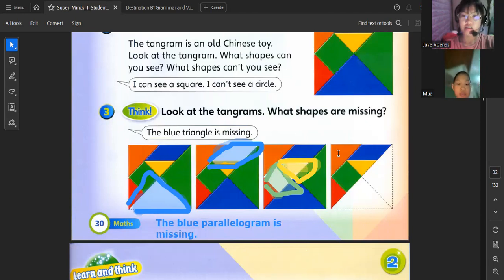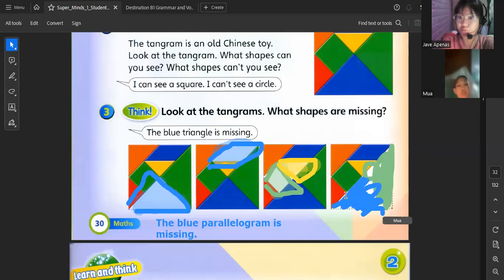All right, what about the last tangram? Okay, what is the shape that is missing? Two triangles. Exactly. Okay, now you have to color the triangles. Okay, the first one is green, the other one is blue. Very good. All right, so we're done looking for the shapes that are missing in the tangram. Very well done for that. Let's move on to the next page.